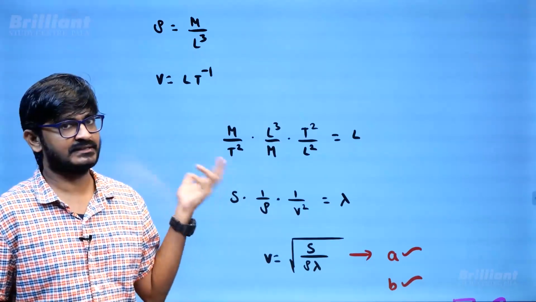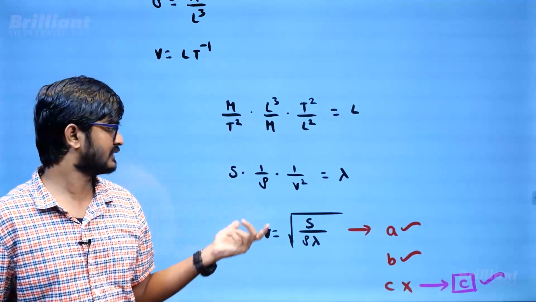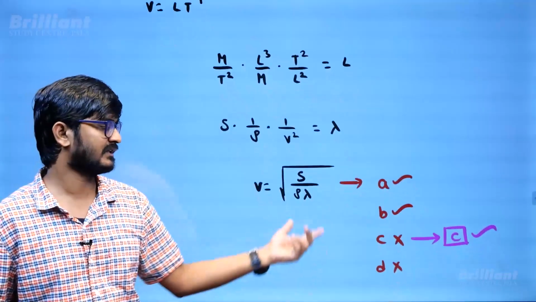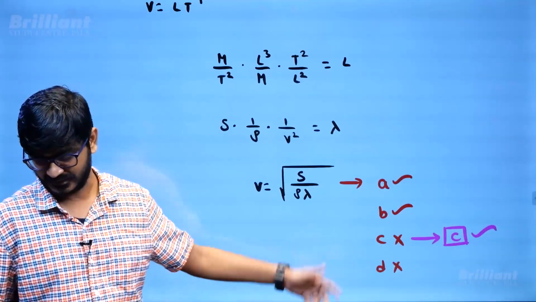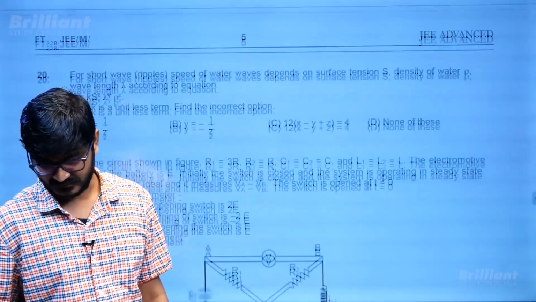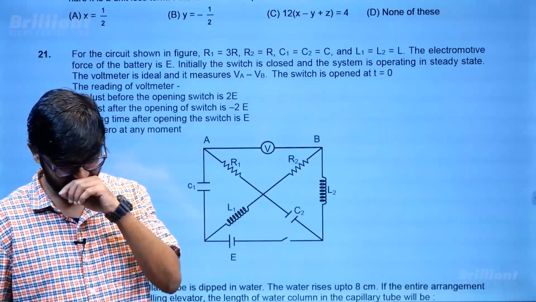Or we have the traditional method anyway, so that works for any question, right? So from here you will be getting this, from there you can eliminate, and you will be getting the required answer, right?